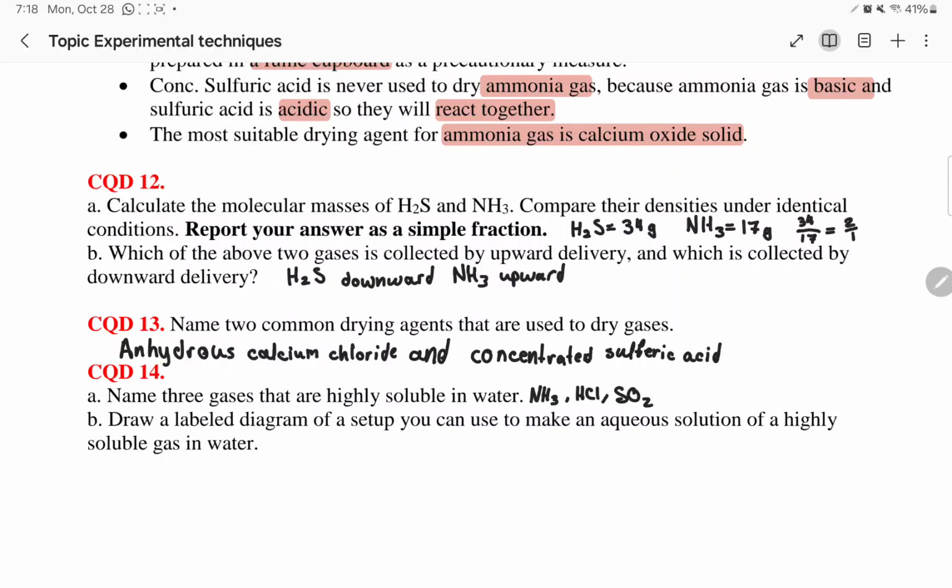So look, for these two gases, I think the constant for air is 22 point something. I'm not sure of it, so it's 22, but I don't know 22 point what. So if it's more than 22, it's denser and it's going to be used during downward delivery, and if it's less, it's less dense and upward delivery.